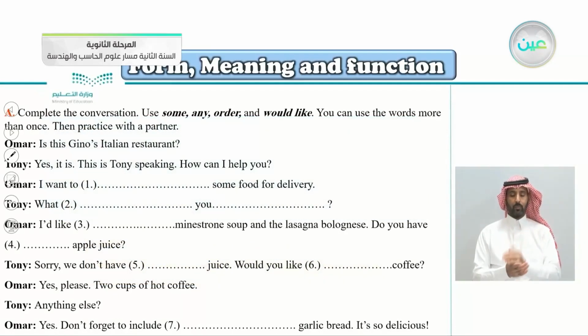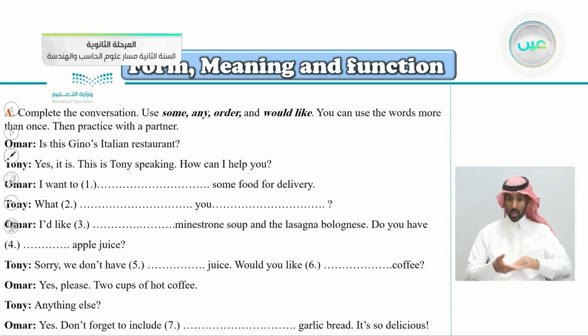Let's answer exercise A here. Complete the conversation. Use some, any, order, and would like. You can use the words more than once, then practice with a partner. So let's read the conversation here. Umar, is this Gino's Italian restaurant? Tony? Yes, it is. This is Tony speaking. How can I help you? So you can notice here this is maybe a phone call.